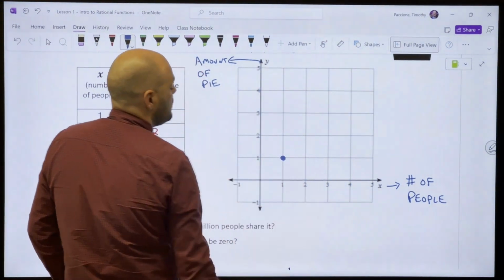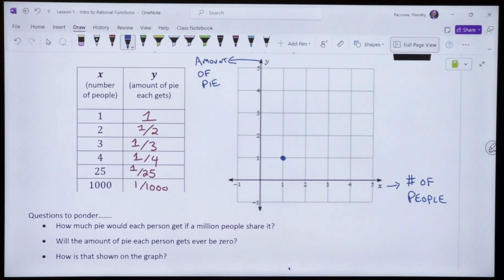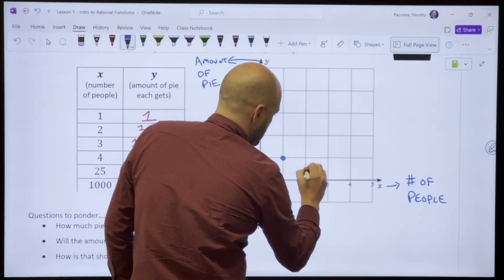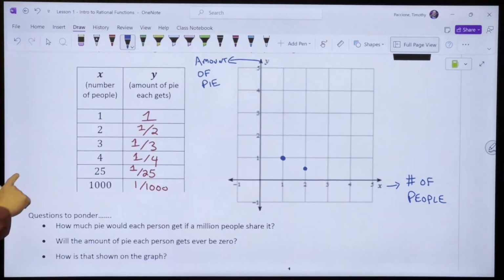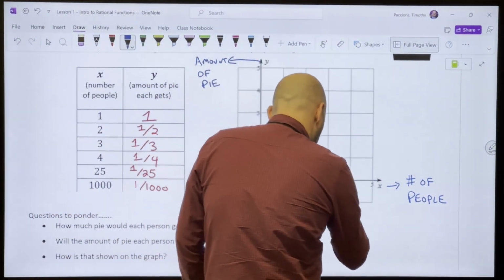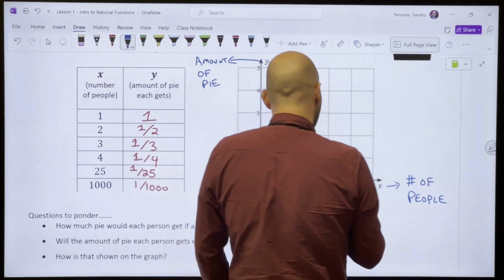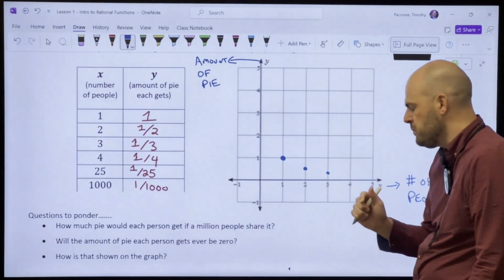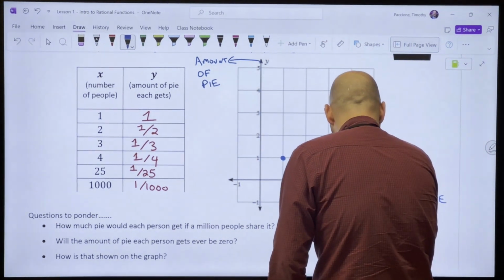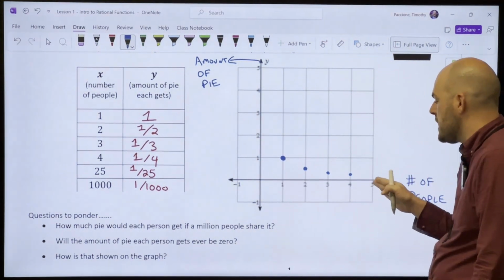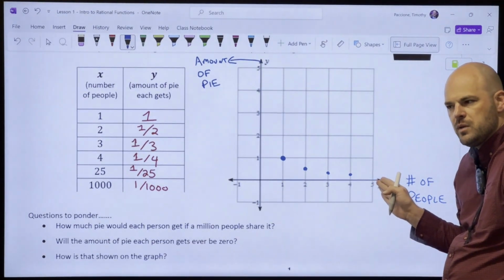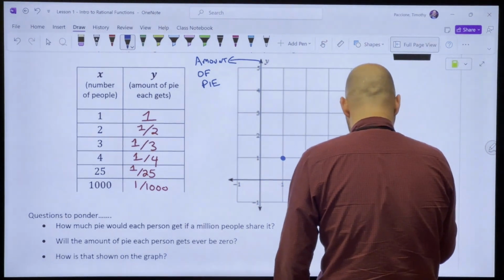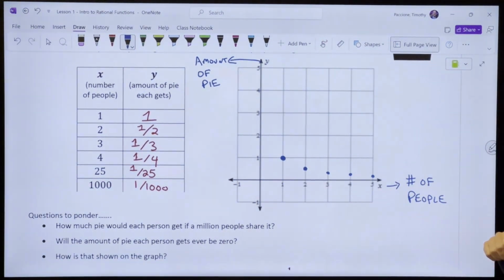That's right there, okay? But then we say, okay, 2 people get half, so we go about halfway. 3 people get 1/3, so we go about 1/3 of the way. And your estimates start to get, just do your best zone, right? Because it's really hard to tell what a quarter is, right? Now, we don't have this on here, but what do you think 5 would be? 1/5, right? 5 people, 1/5 of a pie.